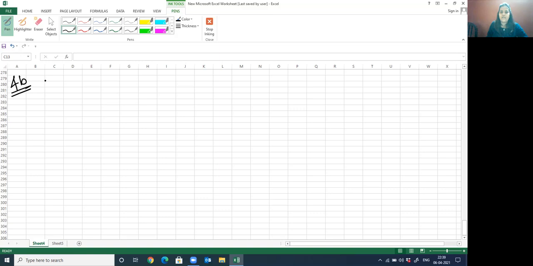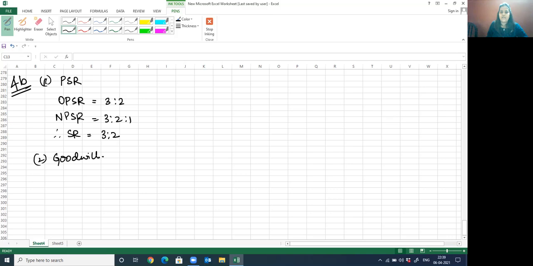Now, first you will do profit sharing ratio. So OPSR is given as 3:2. NPSR is given as 3:2:1. Therefore, sacrifice ratio will be 3:2 itself. Then second, goodwill. So they have told goodwill is based on his share. So for 1/6 share, he is bringing in 50,000. So for full 1 share, how much is the goodwill? How much should be the capital of the firm? So can I say it should be 3 lakhs?